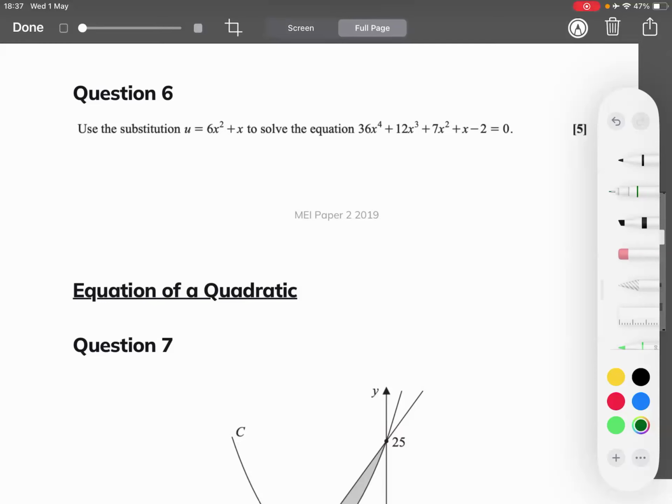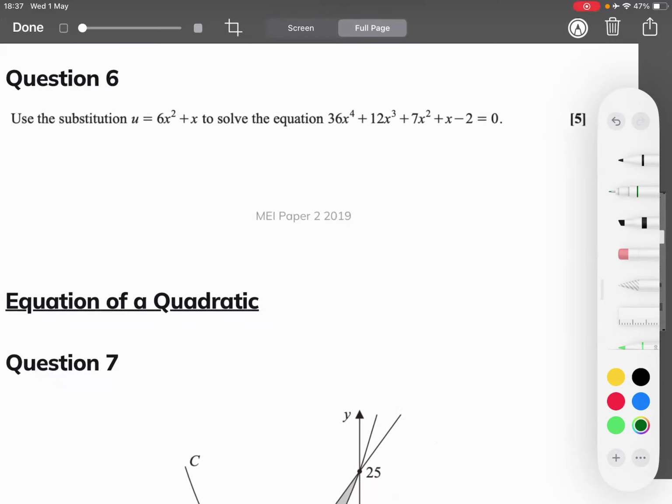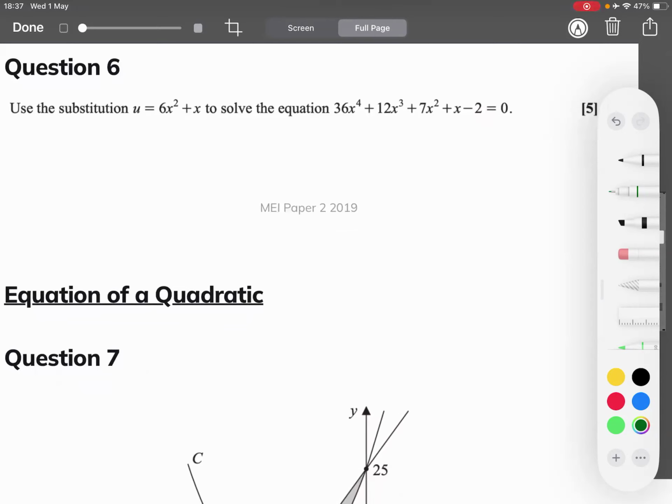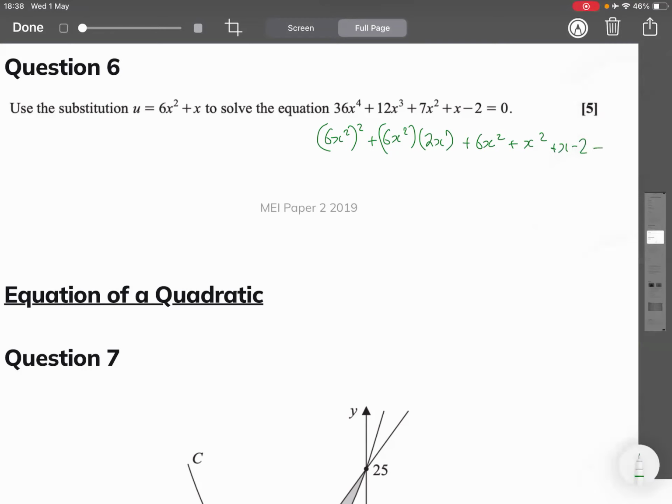Okay, so what should we do first if we have to substitute u equals 6x squared plus x in order to solve this hidden quadratic again? So first, let's try and write everything in terms of maybe 6x squared. So 6x squared, right? Plus 6x squared times what? 2x. Good. Plus 6x squared plus x squared plus x minus 2 equals 0. Okay. Happy with that so far?